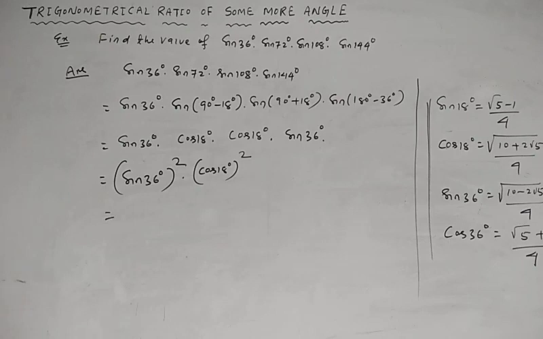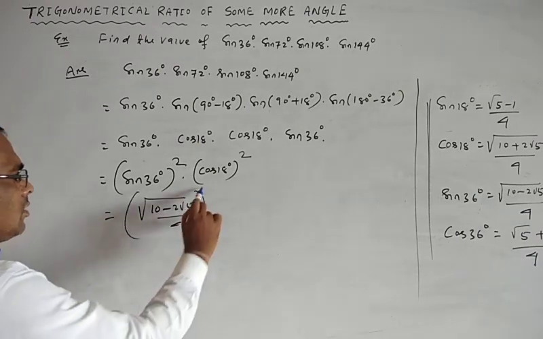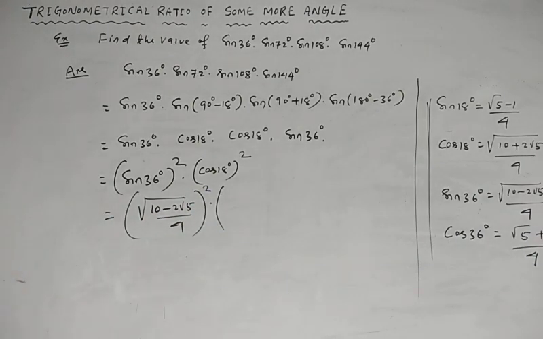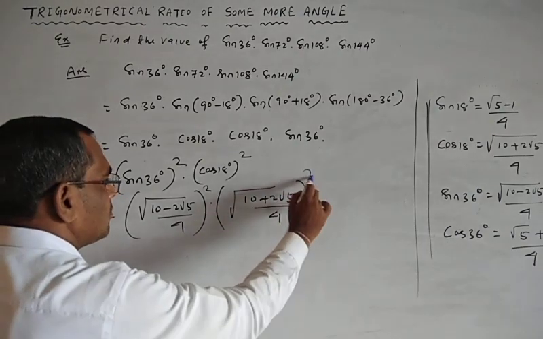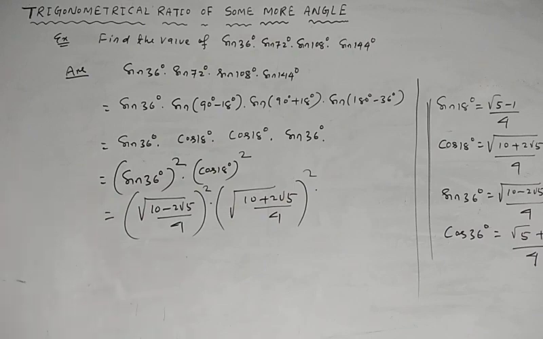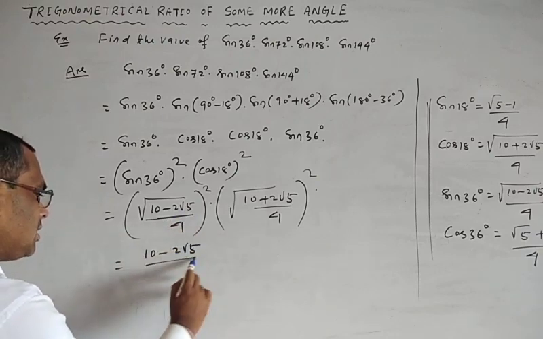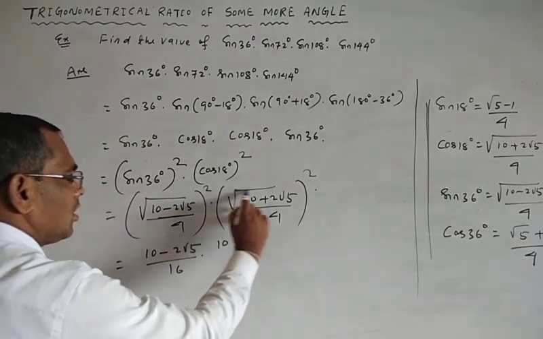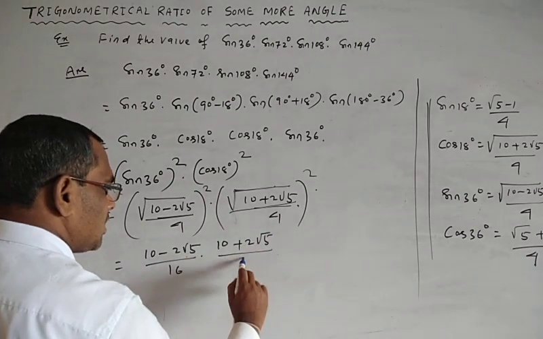So you know sin 36 degree is equal to root of 10 minus 2 root 5 by 4, squared, and cos 18 degree is equal to root of 10 plus 2 root 5 by 4, squared. So the square and square root cancel, and 4 square is 16. So we get 10 minus 2 root 5 by 16 into 10 plus 2 root 5 by 16. So this is equal to (10 minus 2 root 5)(10 plus 2 root 5) by 16 into 16.